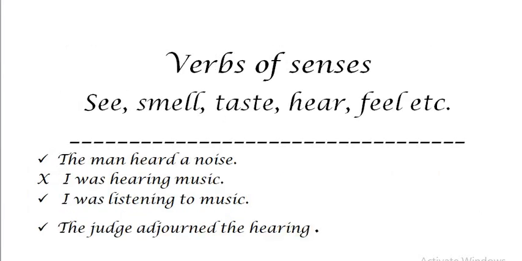The second categorization is verbs of senses. Verbs of senses can be like taste, hear, smell, see, feel, etc. These are the verbs of senses, and they are all non-action verbs. For example, you can say the man heard a noise. I was listening to music. The judge adjourned the hearing. So these are the different verbs.